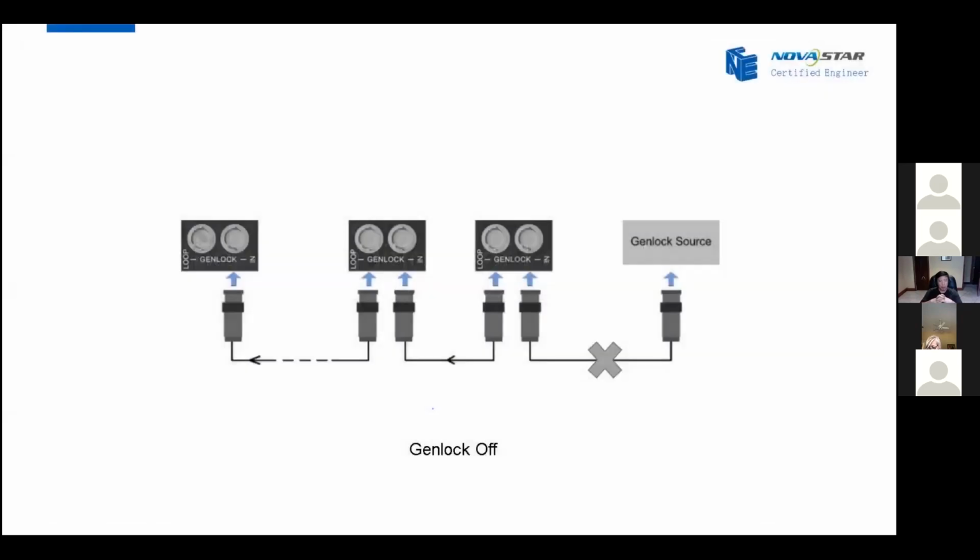The first one is about genlock. We need to disable genlock, because if we enable genlock, the sending card needs to wait for the VS signal from the genlock generator. So it takes some time, which means you cannot do the image processing and sending in real time. That makes low latency impossible.